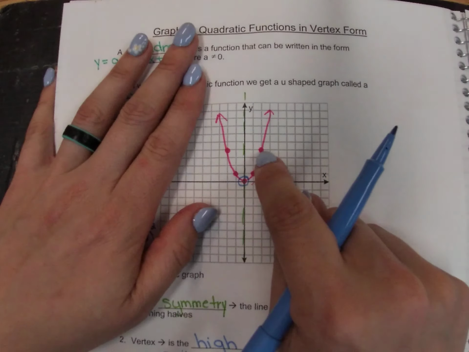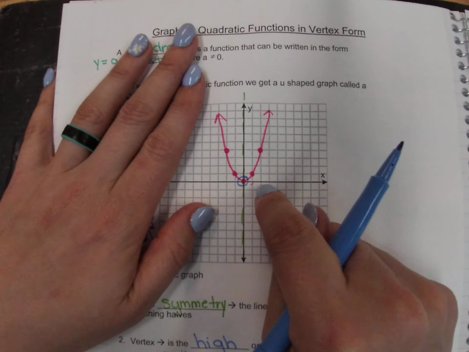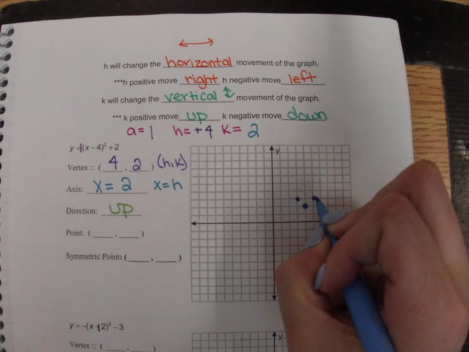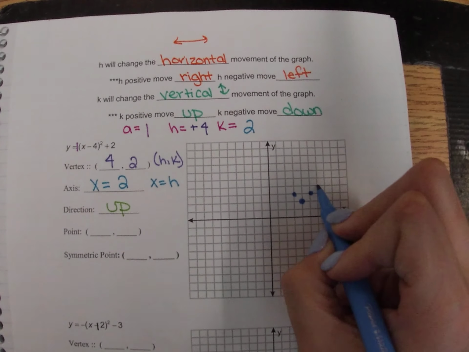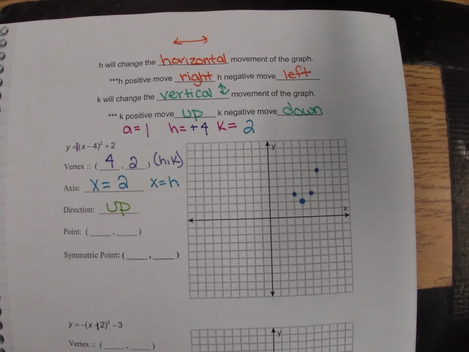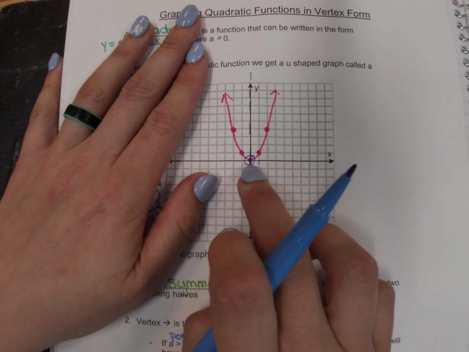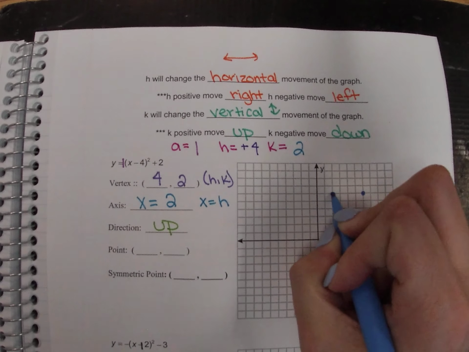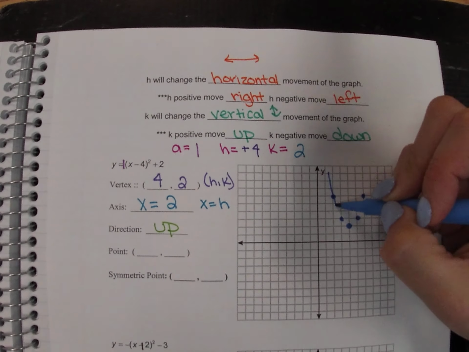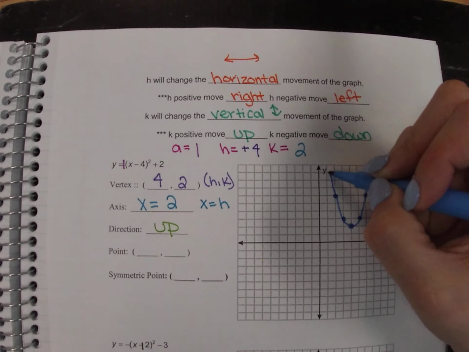Okay, then I'm going to check and see where my other point falls. It's over 2, up 4. So from my vertex, not from the points I just made, but from my vertex, I'm going to go over 2, up 4. And then my last point is the same thing. It's left 2, up 4. So from here, I'm going to go left 2, up 4. And this is our parabola.